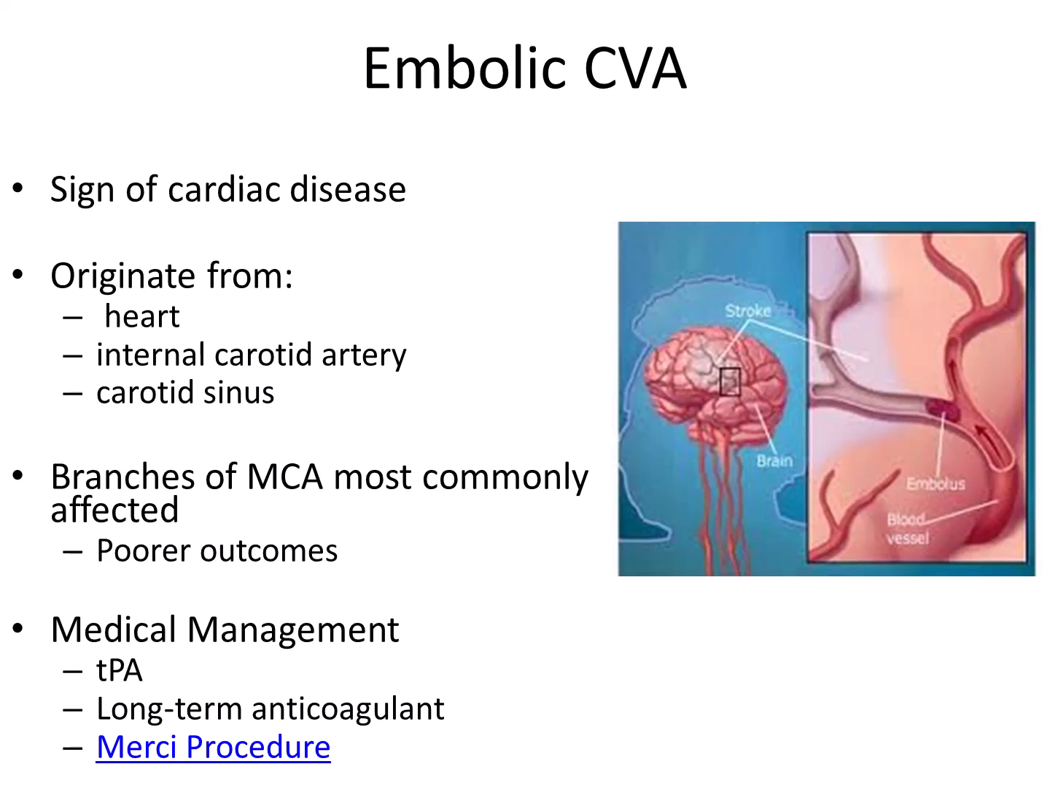The embolism can originate from the heart. Internal carotid artery, as we know, is the precursor for supplying blood to the anterior circulatory system of the brain. It can also come from the carotid sinus.